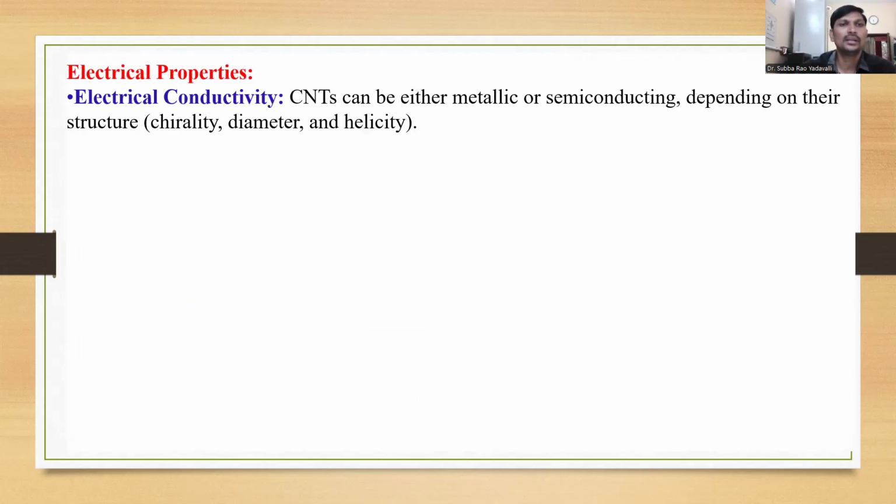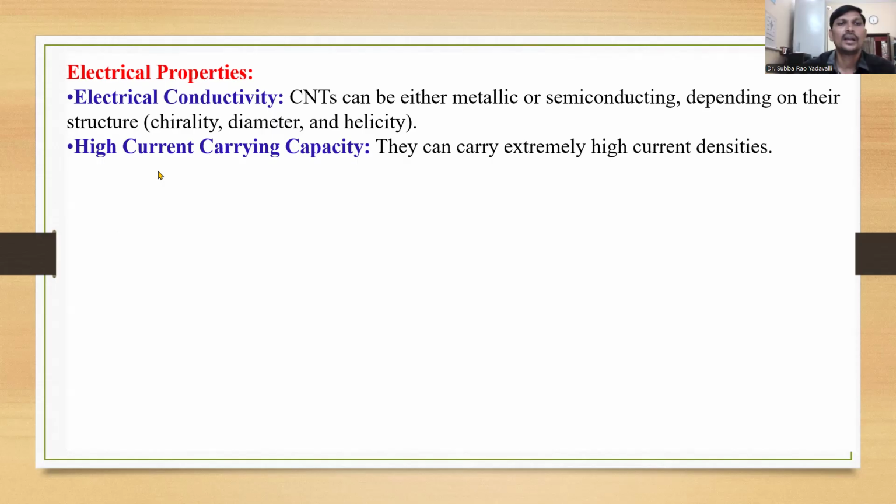Next, coming to the electrical properties. The first one is electrical conductivity. Carbon nanotubes may be metallic in nature or semiconducting in nature. This depends upon the structure of the carbon nanotubes. When they have metallic nature, they conduct electricity and act as good conductors of electricity. And if they have semiconducting nature, they partially conduct electricity. This all depends upon the nature of the carbon nanotubes.